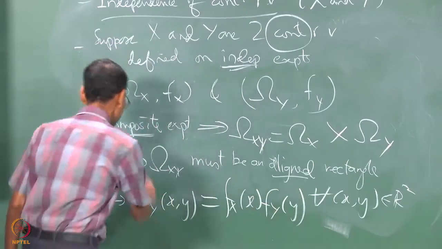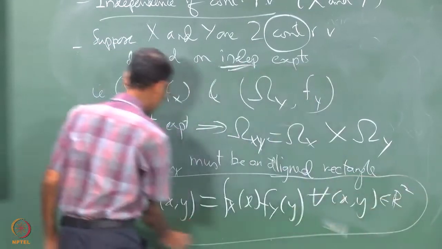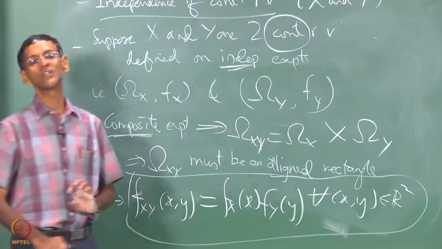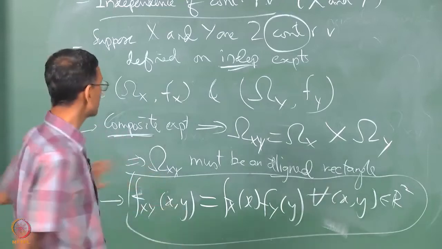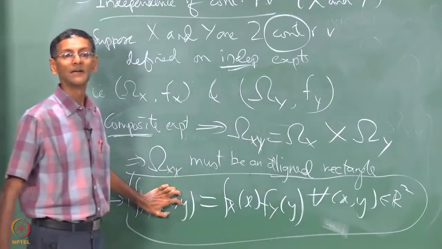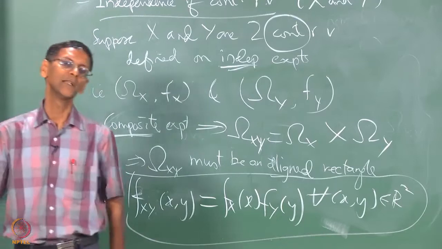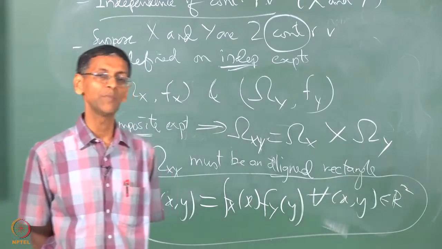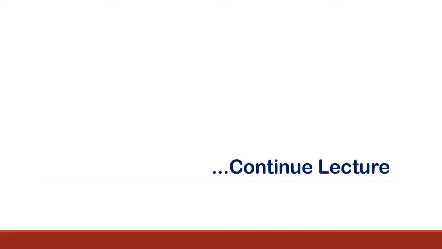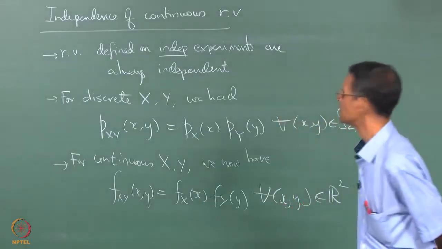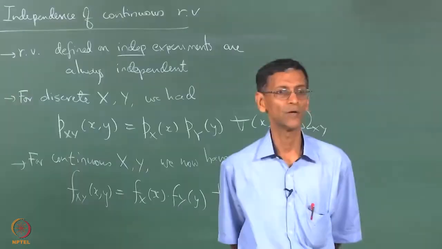What I am trying to say is that if I construct this function like this, I claim that the function constructed like this is a valid joint PDF. Think about this. Okay, so let us get going.